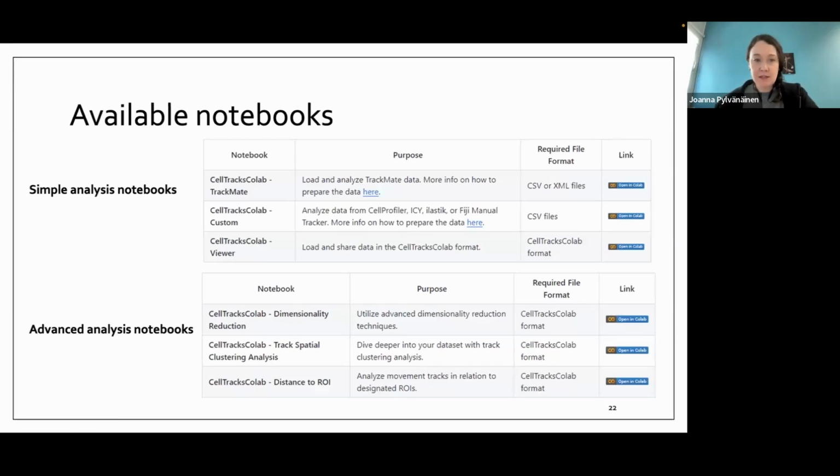Then there are some advanced analysis notebooks, like the CellTracksColab Dimensionality Reduction notebook. This allows you to explore your data more deeply. You can find subpopulations and track different features out of those. The spatial clustering notebook allows you to do spatial clustering analysis for your tracking data. And the distance to ROI notebook allows you to measure distances, for example, from your cells to a certain ROI, which could, for example, be the edge of your cell colony.